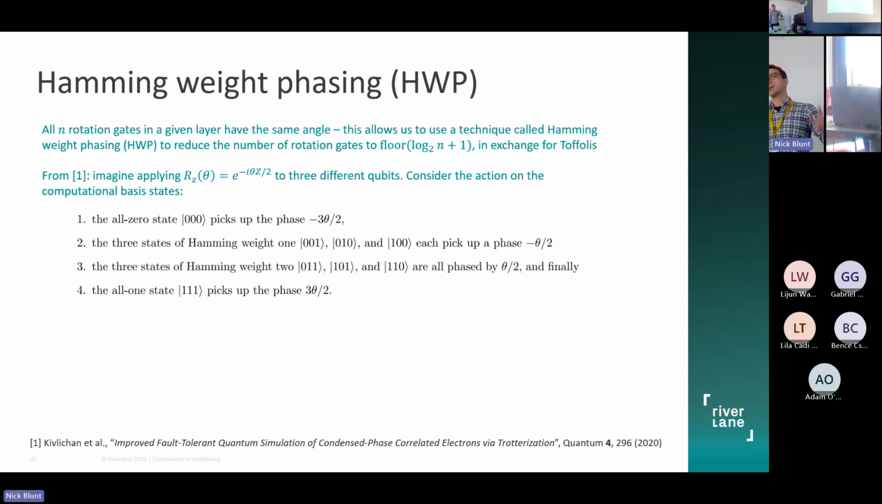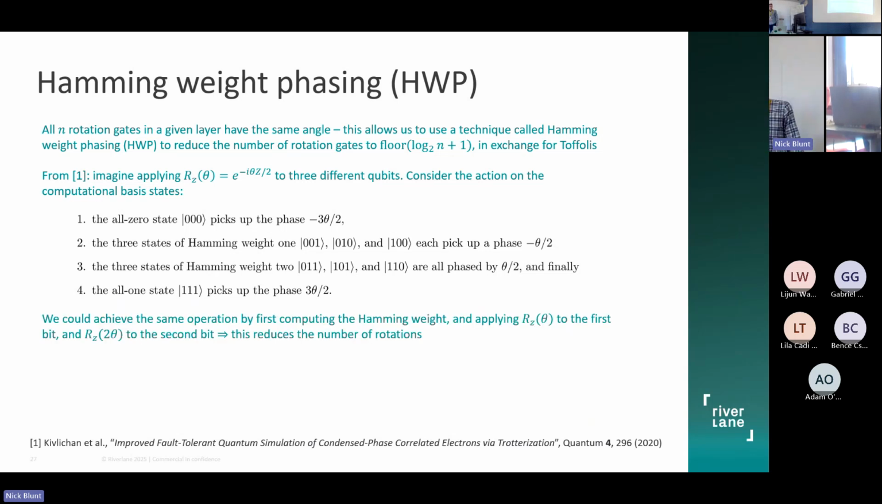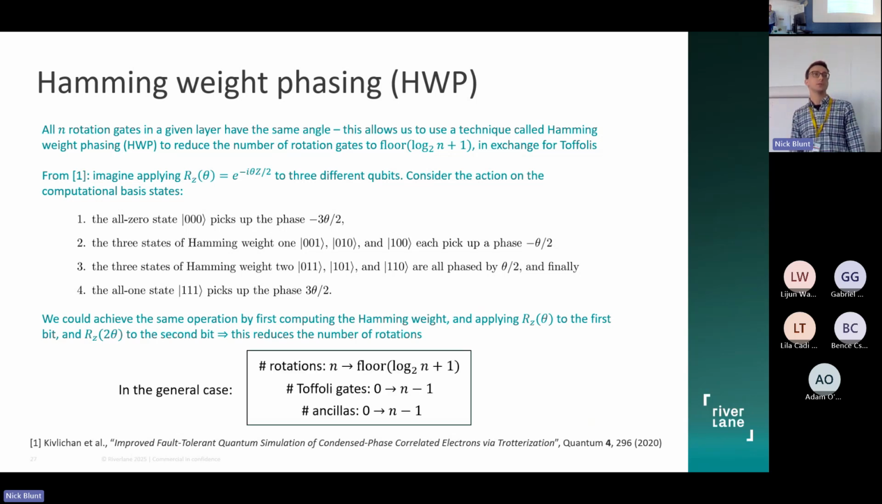So the idea of this approach is, instead of applying n rotation gates to the system register, you can compute the Hamming weight and apply a smaller number of rotations to that. So in particular, in this case, you can apply Rz theta to the first bit of the Hamming weight, Rz 2 theta to the second bit. This achieves the same effect. So it's maybe not super obvious, but it turns out that this is the case. And so in this case, you only save 1 rotation, but in the general case, you go from n to log n. But the catch is that to compute and uncompute the Hamming weight, you need adder circuits which use many Toffolis. So in a general case, you need n-1 Toffolis, and you also need n-1 ancillas.